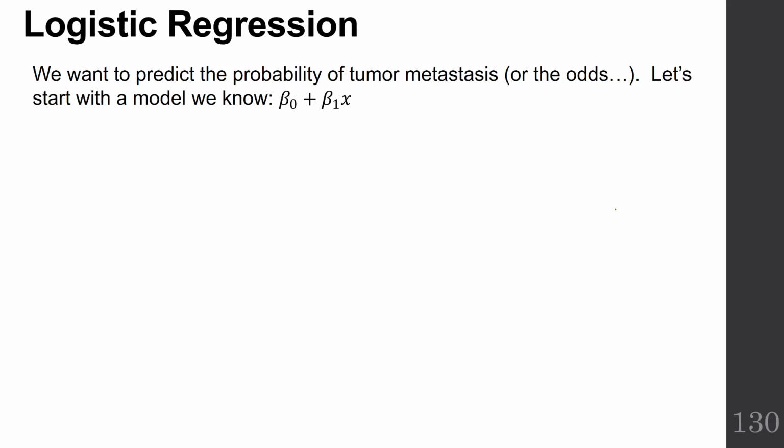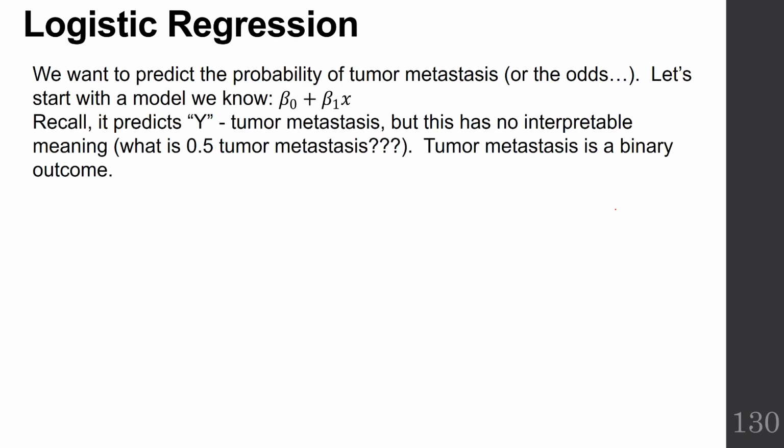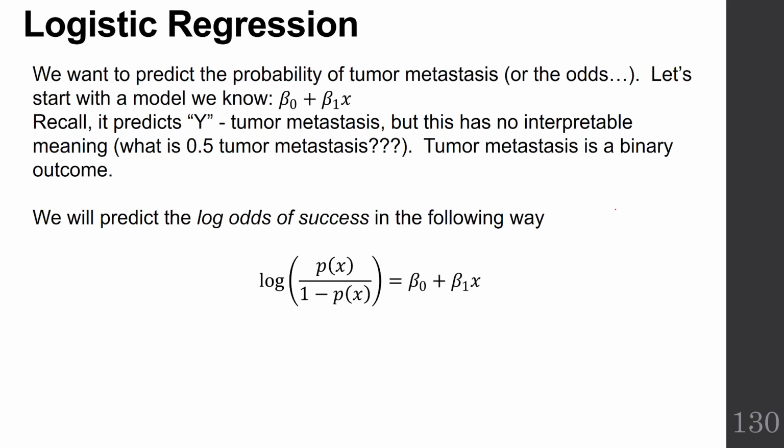So we want to predict the probability of tumor metastasis, or the odds. Let's start with a model that we know, beta naught plus beta 1x. Recall, it predicts Y, tumor metastasis, but this has no interpretable meaning. What is a half of a tumor metastasis? For instance, tumor metastasis is a binary outcome. So we're going to predict the log odds of success in the following way. The log of the odds, that is log of P over 1 minus P, equals beta naught plus beta 1x.